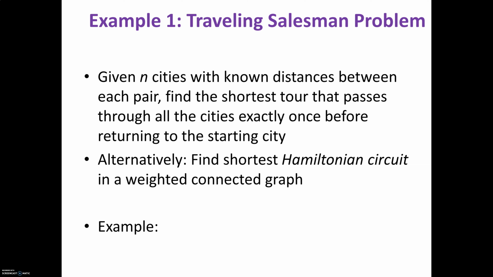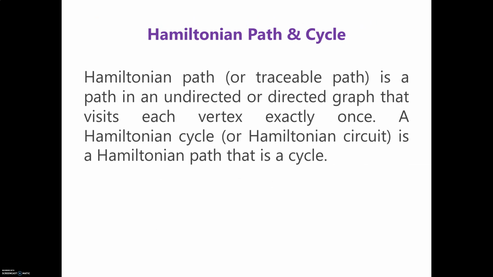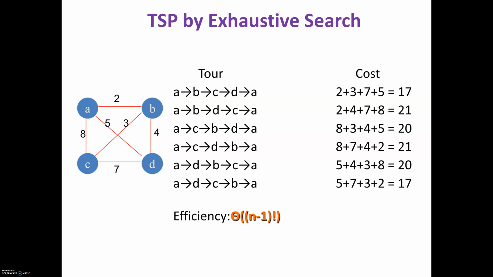For that, you are required to find the Hamiltonian circuit. Hamiltonian circuit is nothing but, for a directed or undirected graph, visiting all the vertices exactly once is a Hamiltonian path. A Hamiltonian circuit or cycle is a Hamiltonian path that is a cycle. The example here is this graph I have taken. This is from the textbook by Anany Levitin only.